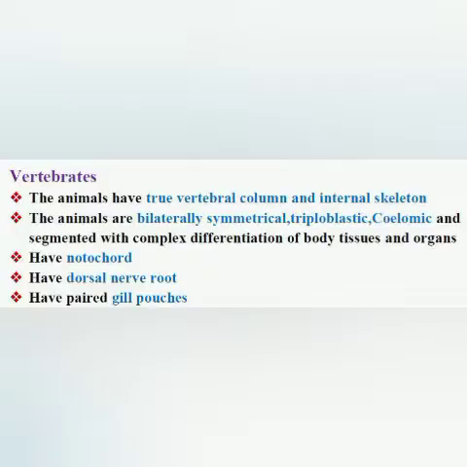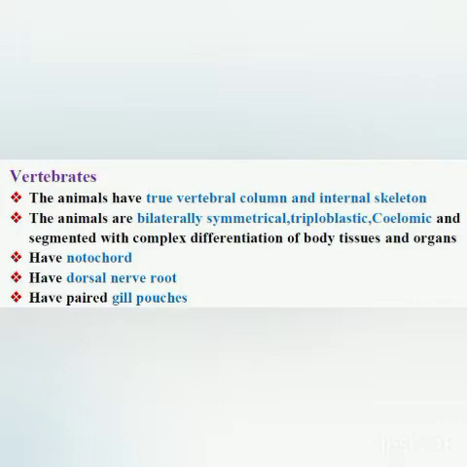Vertebrates. The animals belonging to this phylum vertebrates have a true vertebral column and internal structure. Vertebral column is the backbone. Okay. And they have an internal skeleton also. The animals are bilaterally symmetrical. They are triploblastic, coelomic and segmented.